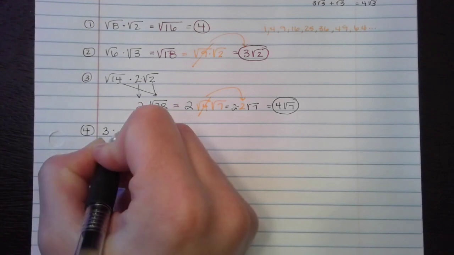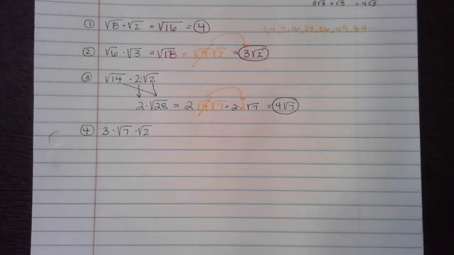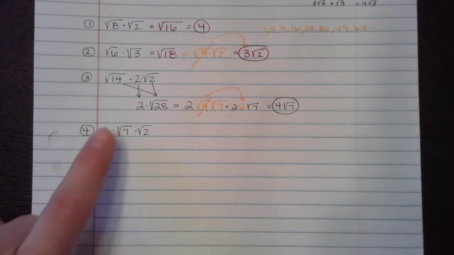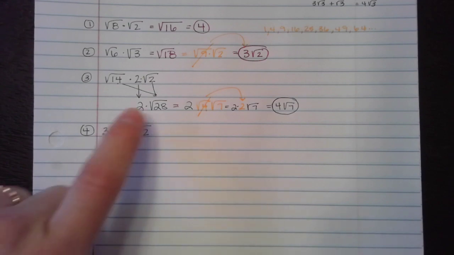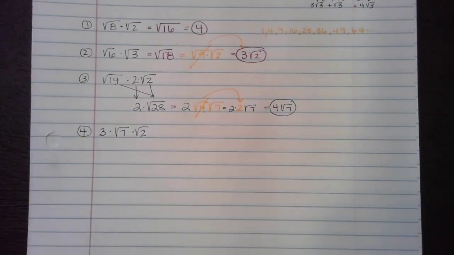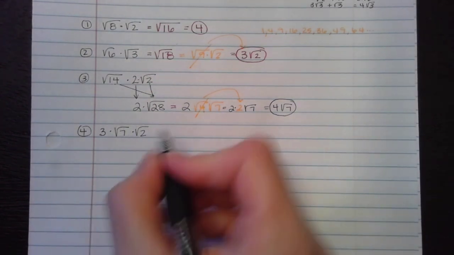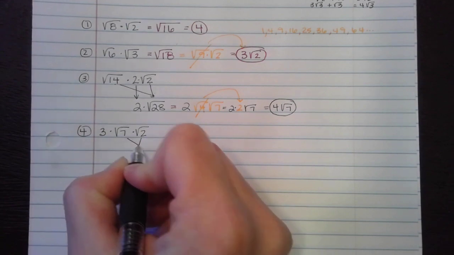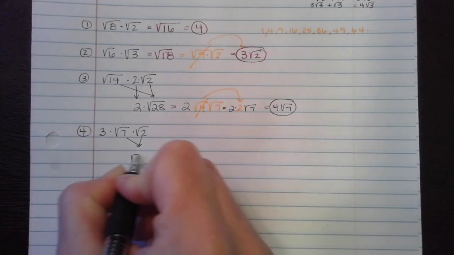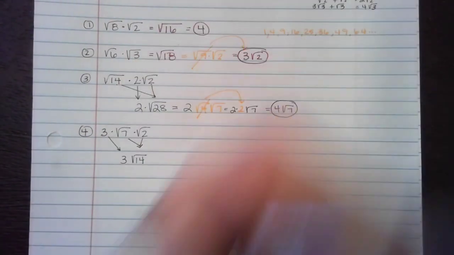Let's try one more. 3 times the square root of 7 times the square root of 2. Okay, so 3 roots of 7 times square root of 2. I put a little multiplication symbol in there, where it's just 3 times the square root of 7, 3 roots of 7. All the radicands can be multiplied, so I'm going to bring those down here. That turns into the square root of 14. Don't forget that little 3. He gets brought down, don't forget him.